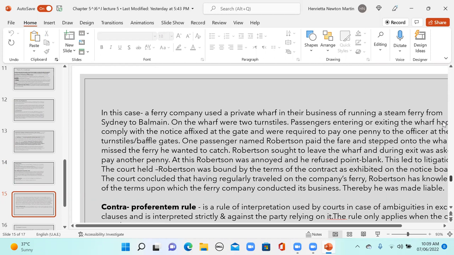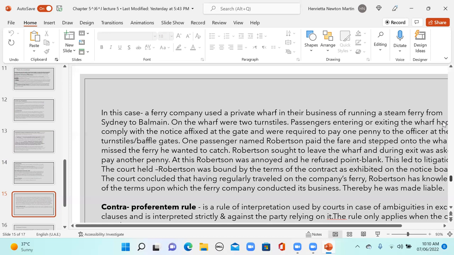This guy, Robinson, one day, was a little late, so he entered the wharf, he paid the penny, he entered, but he missed the ferry. So now he was disappointed and he was exiting the wharf. While exiting the wharf, there was a security guard there who asked him, no, you will have to pay another penny. So Robinson was annoyed and said, why do I have to pay another penny?